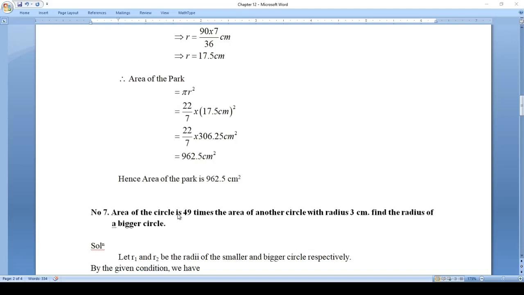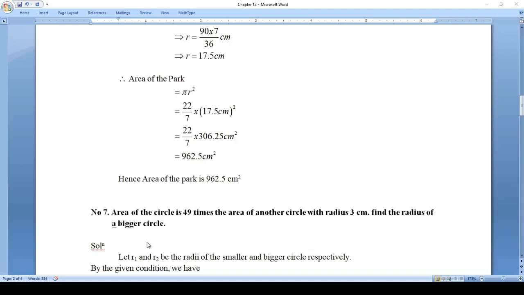Area of a circle is 49 times the area of another circle with radius 3 cm. Find the radius of the bigger circle. Now there are two circles. One is bigger circle, one is smaller circle. The bigger circle is how much? 49 times the area of a smaller circle with radius 3 cm.